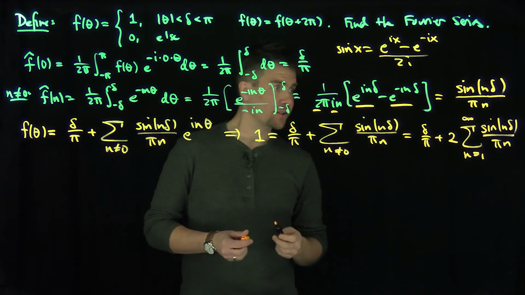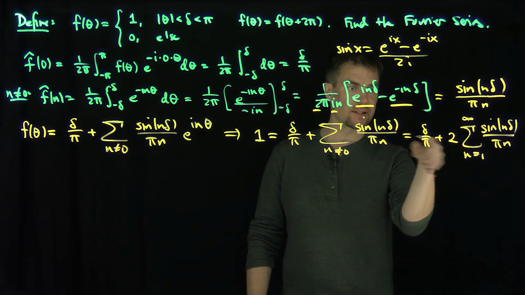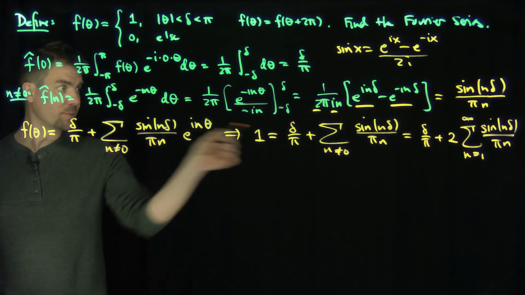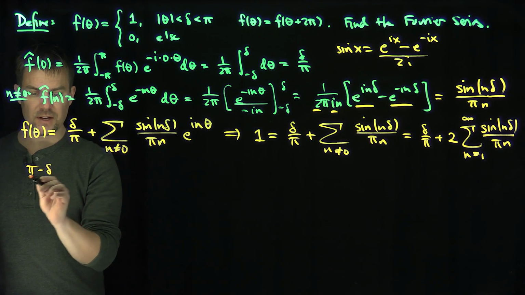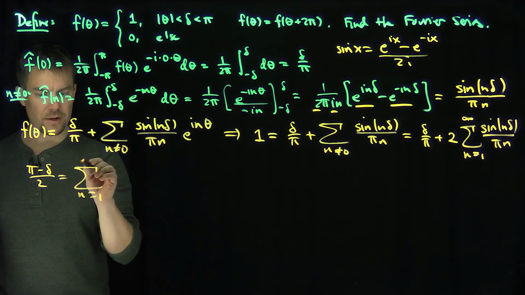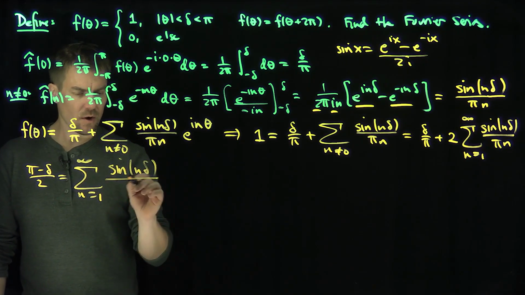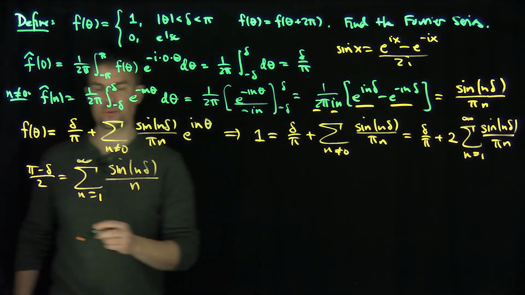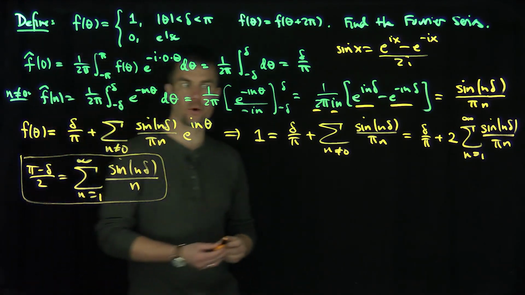And so now I can solve for this series over here. Notice there's a pi in the denominator, so I'm going to multiply by pi, subtract delta, and divide by 2. If I do that in sequence, multiply by pi, subtract delta, and then divide by 2, I get that pi minus delta over 2 is the sum, n goes from 1 to infinity, of the sine of n delta over n. Okay, great. We get this relationship over here. That's our first relationship. We get this awesome collection of infinite series using our Fourier approach.